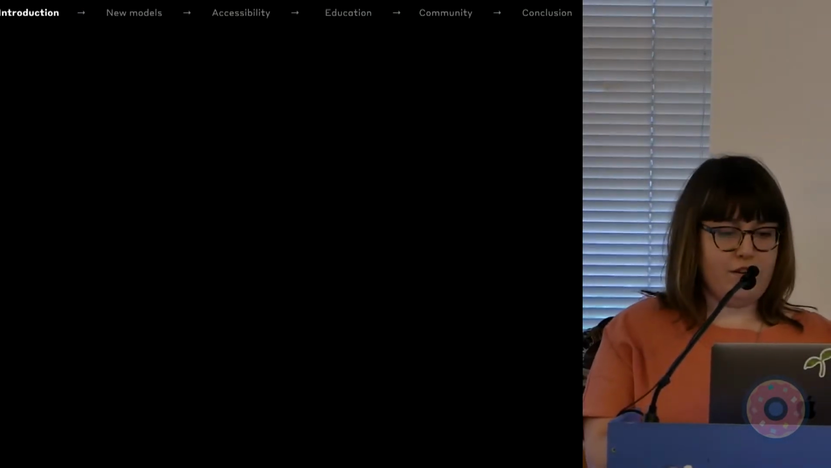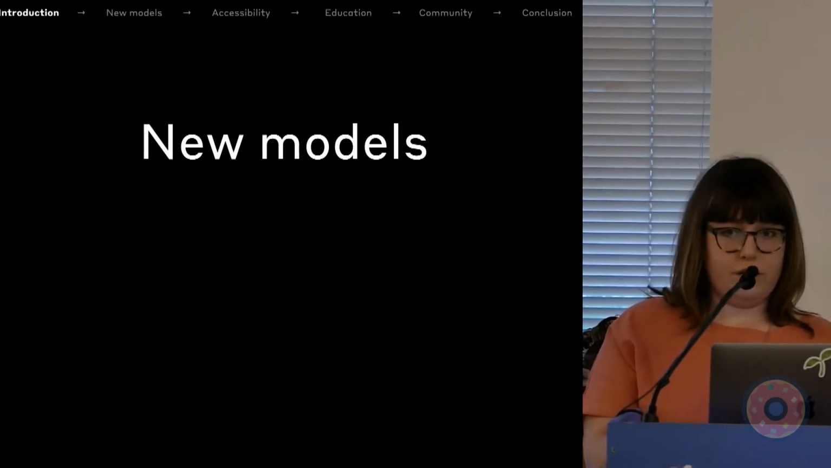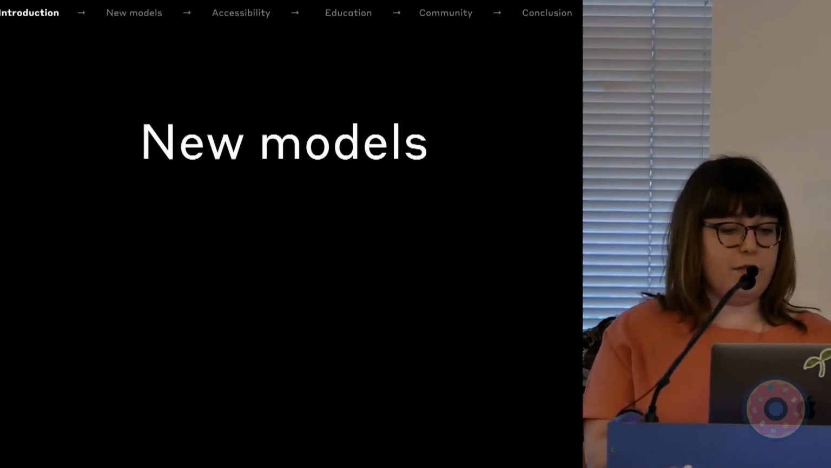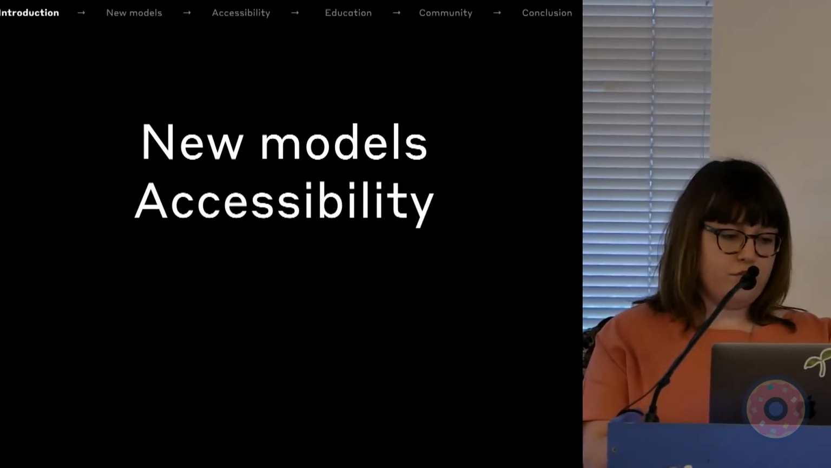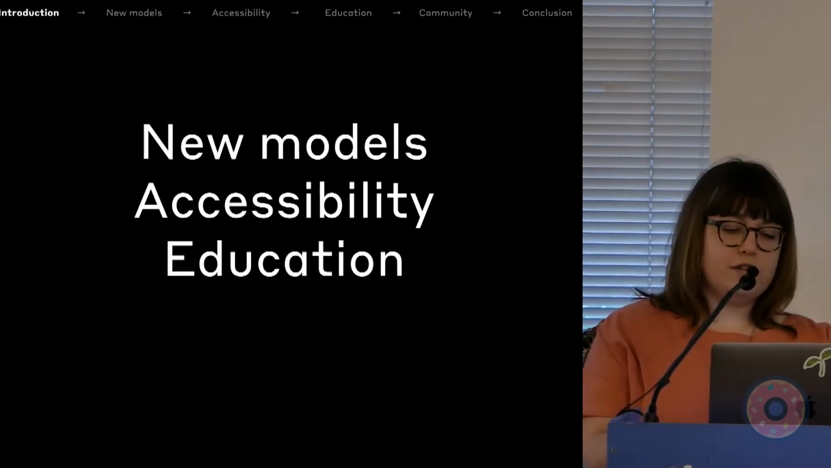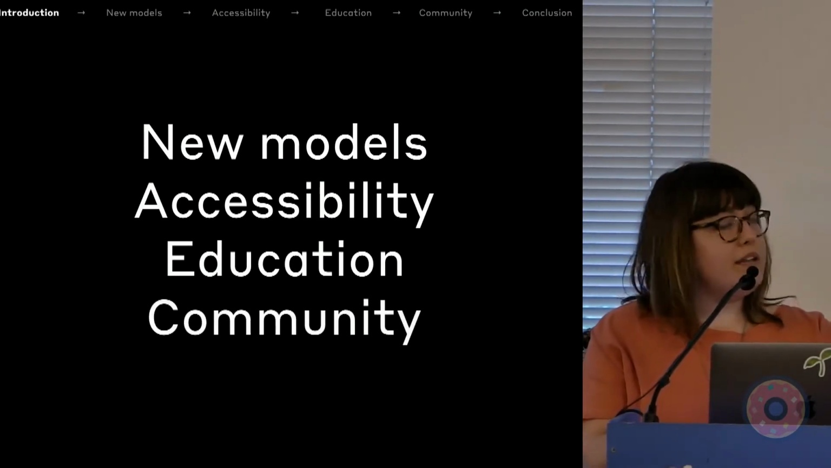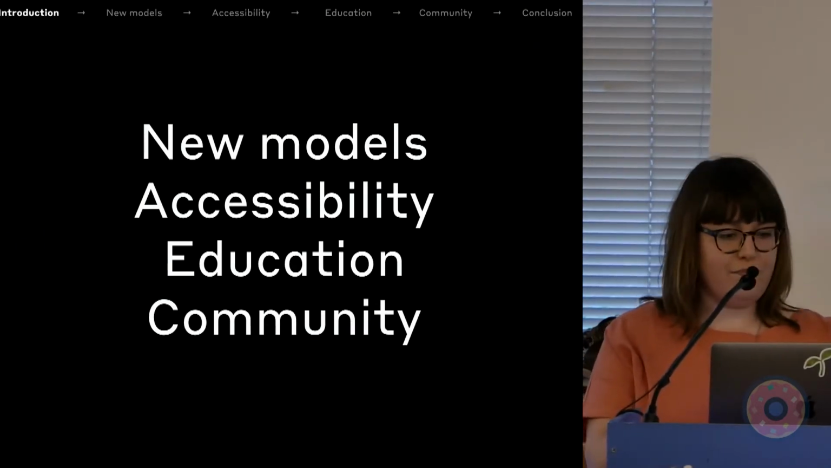So here's my manifesto for the internet of the future. I think that we need to explore new models. Today I'll be focusing on models from the natural world. I think that we need to pioneer accessibility across all fronts. We need to value and foreground education with a special focus on how we use language. And we need to build and nurture communities of people working in this space, especially offline.